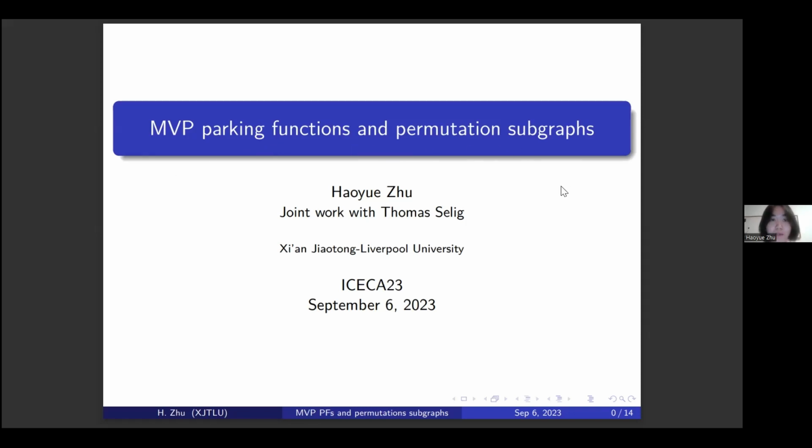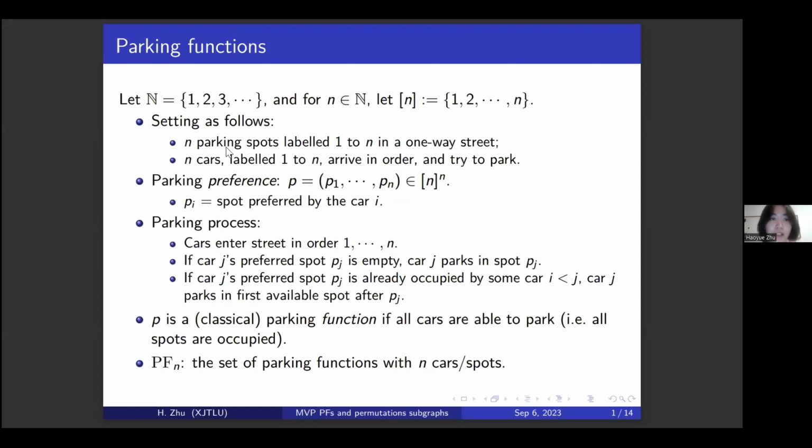So let's start. First, we have n parking spots from 1 to n on a one-way street, and we also have n cars from 1 to n, and each car wants to park somewhere based on their preferences from P1 to Pn. Here we use Pi to denote the spot preferred by car i. Each car will park based on its preference, and if the preferred spot Pj for car j is empty, car j can just stay in Pj.